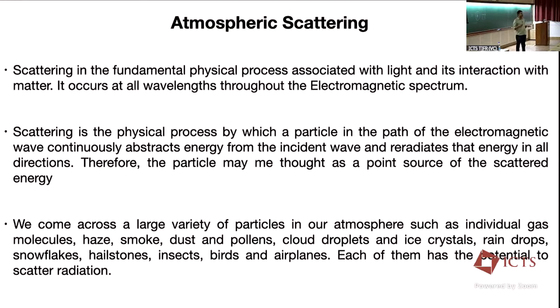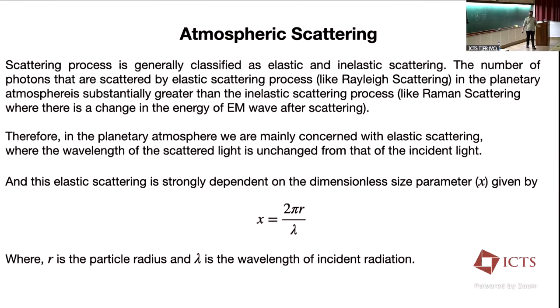And if you look at our atmosphere, we come across a large number of particles, and all of them have the potential to scatter. Individual gas molecules, haze, smoke, dust, pollens, cloud droplets, ice crystals, rain, everything will scatter radiation. So in our model, what kind of scattering do we need to include? When we make any model to interpret observations, we need to make our model as close to reality as possible. That is the main aim. So we have to include all the processes that are happening in nature. We have included absorption, and we want to include scattering as well.